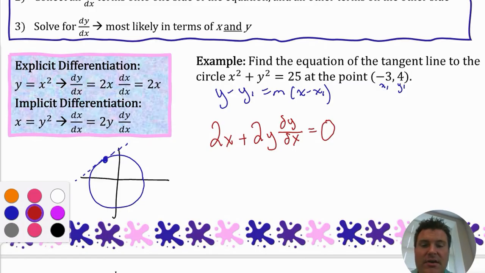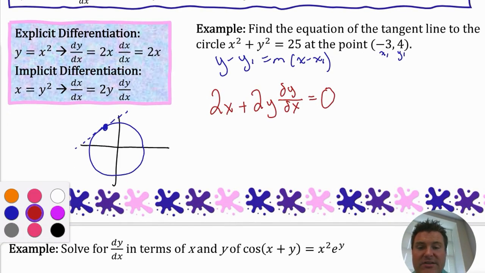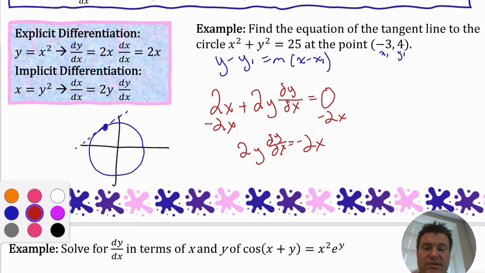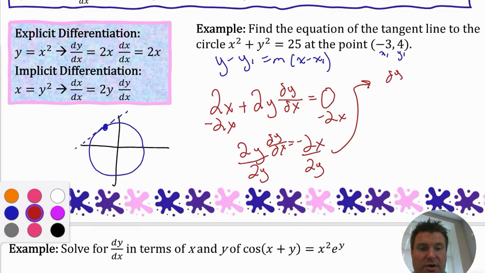They're rushing. Okay, once we're here, we can find dy/dx and solve by subtracting 2x on both sides. So we're going to end up with 2y dy/dx equals -2x. This is me collecting my dy/dx's. I just have one, so it's not a big deal. Divide both sides by this 2y. And we're going to end up with dy over dx is equal to -x over y.